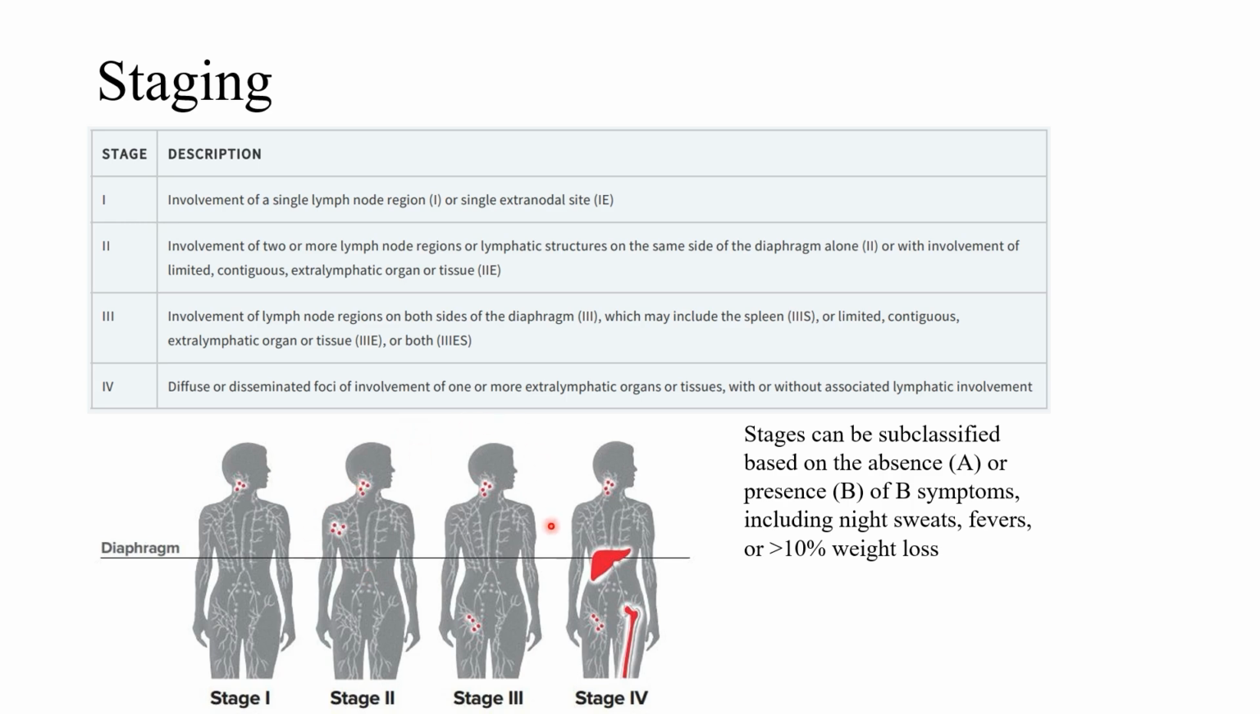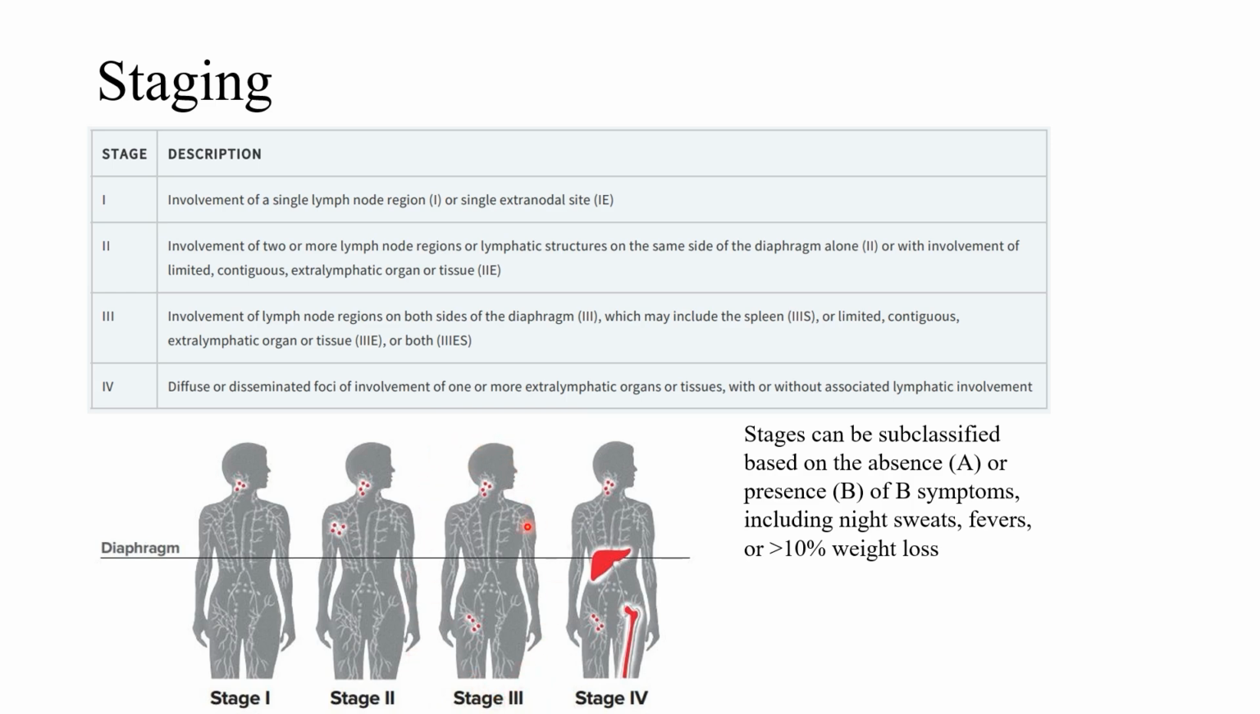Now, if we split that, and now we have disease on both sides of the diaphragm, we're looking more at stage 3, right? So stage 3 is an involvement of lymph node regions on both sides of the diaphragm, which may include the spleen or limited contiguous extralymphatic organ or tissue or both. So here they introduce the S qualifier, which stands for spleen. So if you have splenic disease, regardless of stage, you can tack on the S to the end of the stage. And so here we can see that shown in the image here in stage 3.